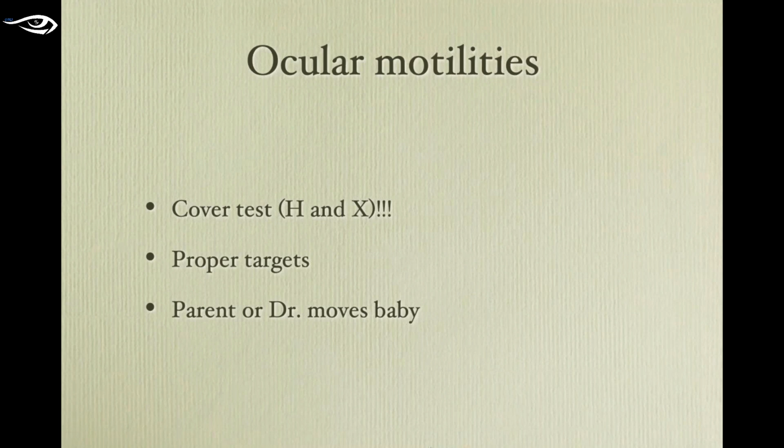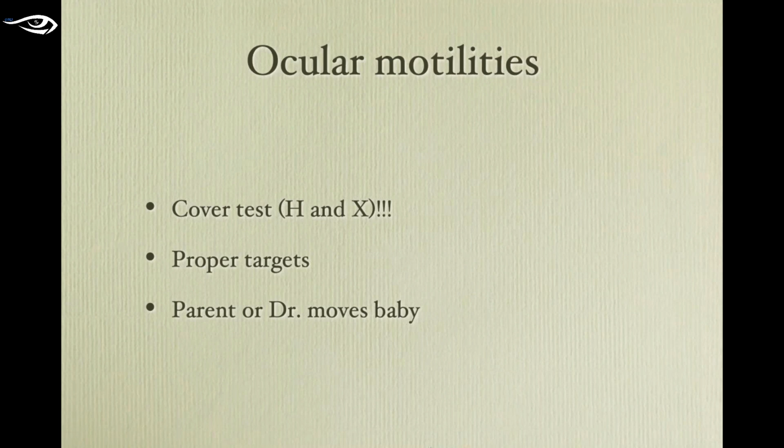Then after I've done that sufficiently, I'll do cover uncover first on one eye and cover uncover on the other eye. And if I'm able to with an older child, or if I have somebody at the end of the room presenting some kind of appropriate stimulus, again, a toy or whatever, I'll do it at distance also.